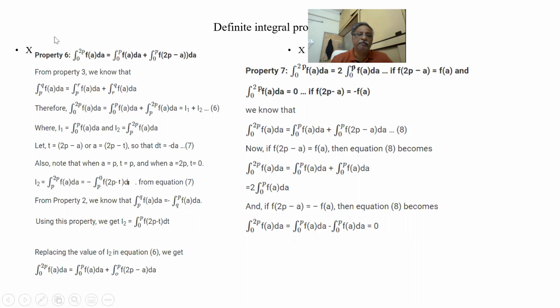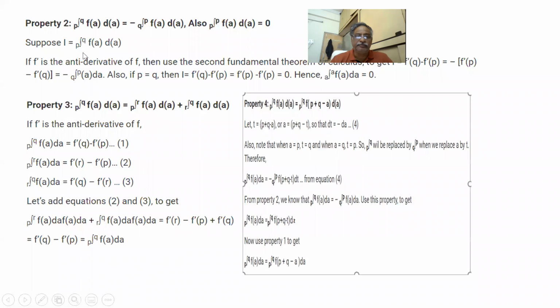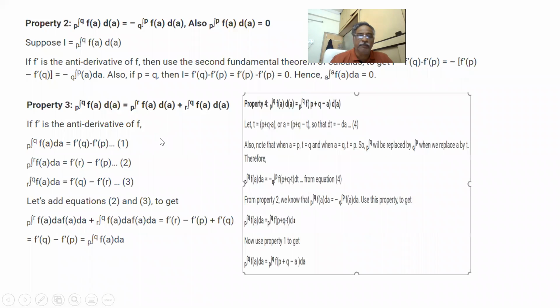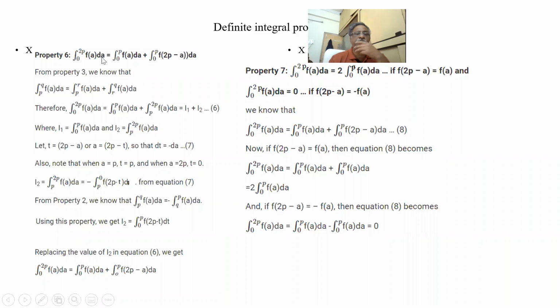Now let us see here. Using the earlier formula, a plus b, p plus q minus a, f of a dA is p plus q minus a dA. Using this formula, what is this becoming? This becoming 0 to 2p f of 2p minus a dA. Both are equal. 0 to 2p f of 2p minus a dA.